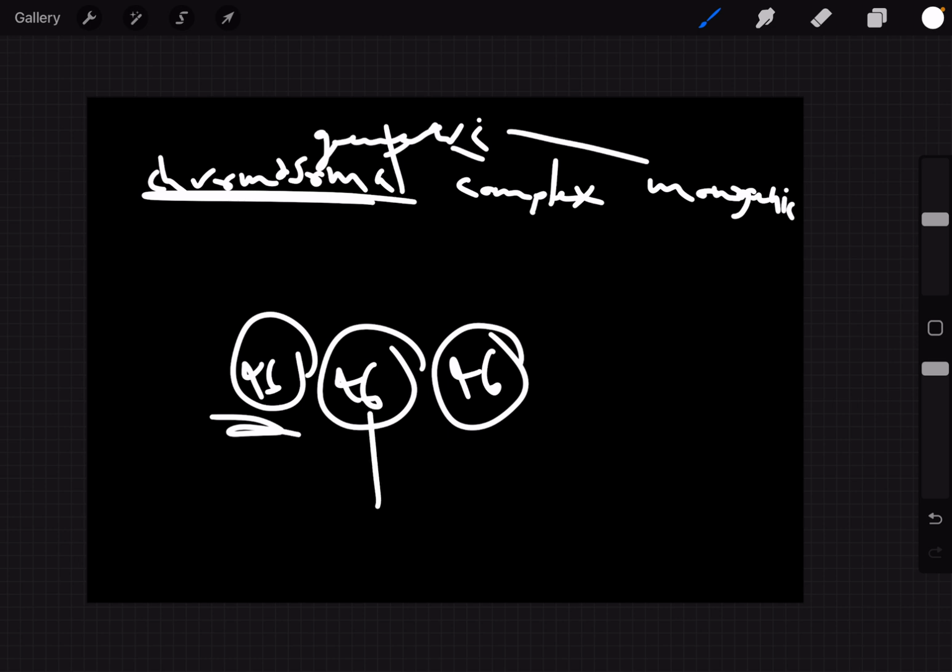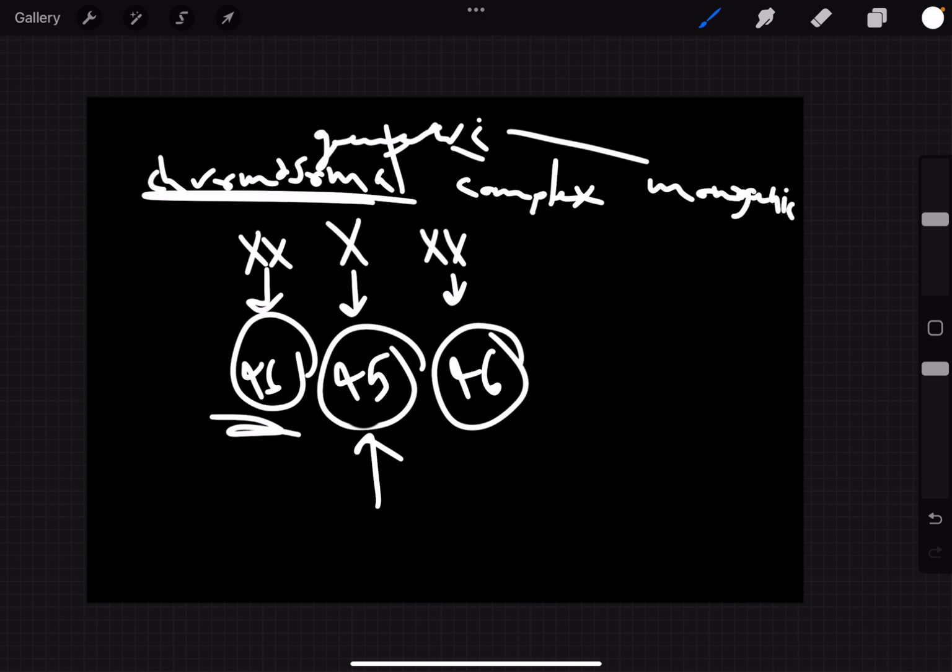But then other cells, like let's say this one, instead of having 46 chromosomes, will actually have something like 45 or 47. And so things like Turner syndrome, when you only have one X chromosome, can actually be mosaic. So some of these cells will have an XX, and this will have an XX, but then some of them will only have one X chromosome.